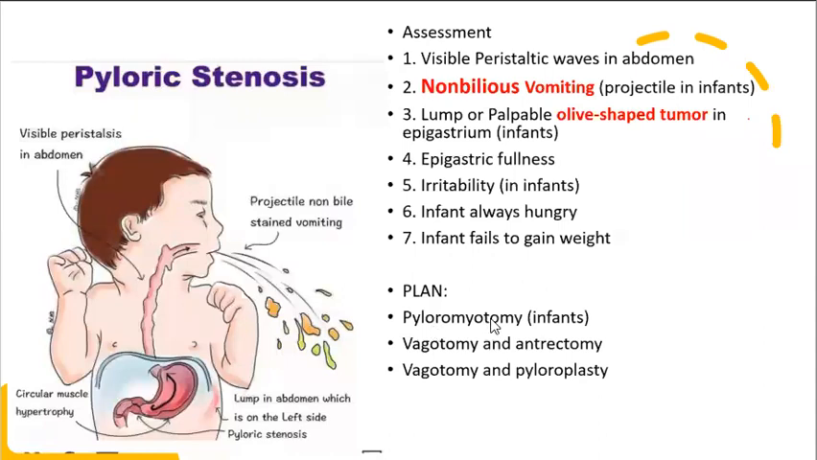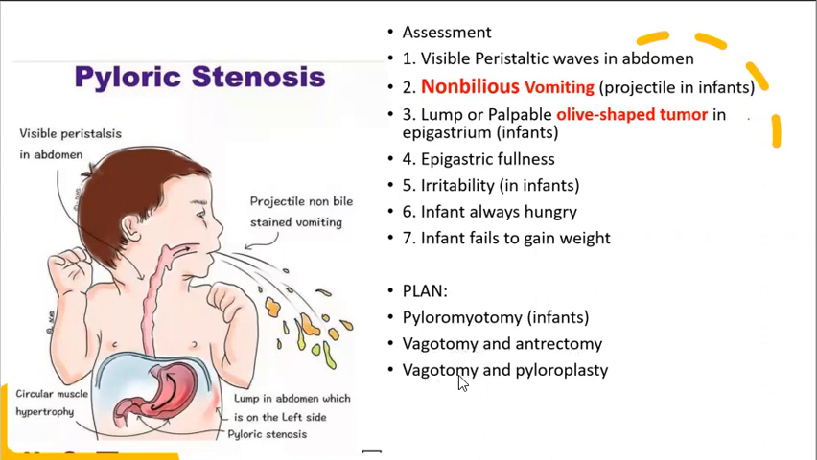That's how we want to break down words on the NCLEX. Vago tells me the vagus nerve. Otomy, again, we already talked about it, tells me about incision through cutting or making an incision. So when I see vagotomy, that tells me they are cutting into the vagus nerve. Antrectomy. Antr is the anterior portion of the stomach. Ectomy tells me we are cutting out. So that will be removal of the gastrin-secreting portion of the stomach, and vagotomy there tells me we are severing the vagus nerve.